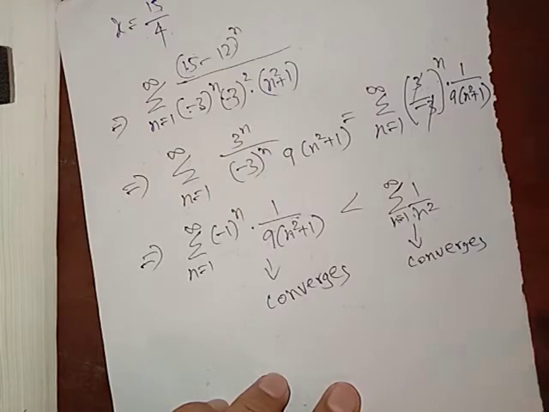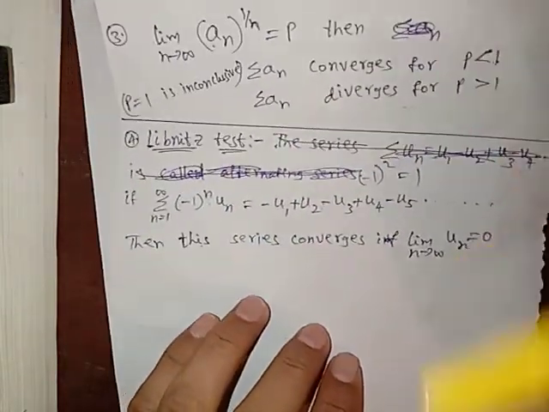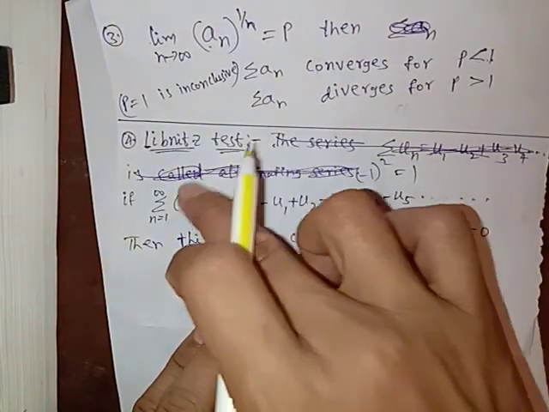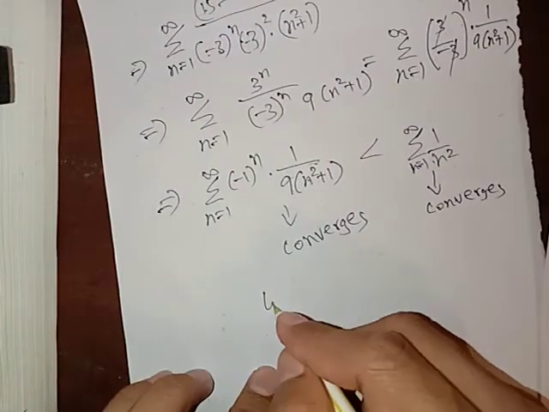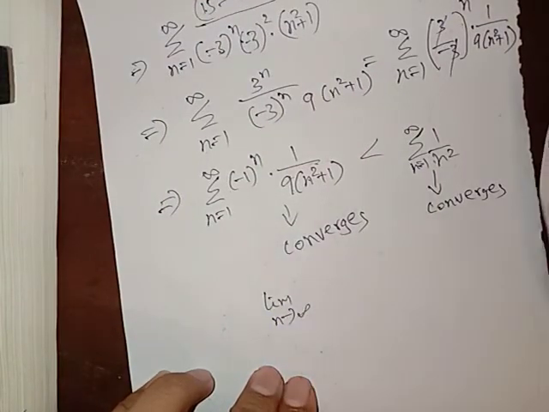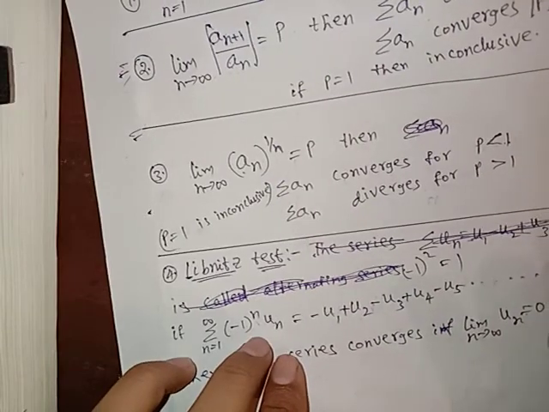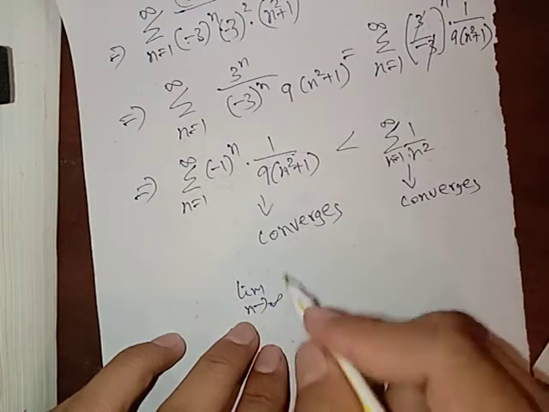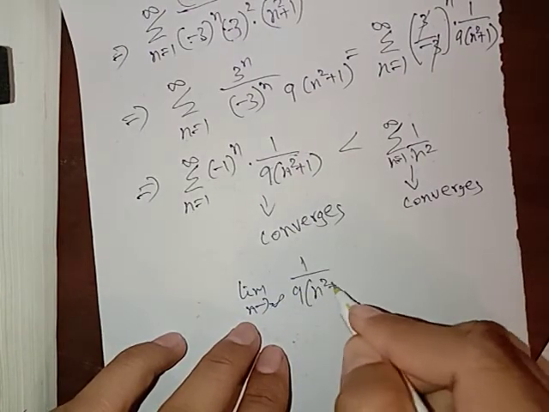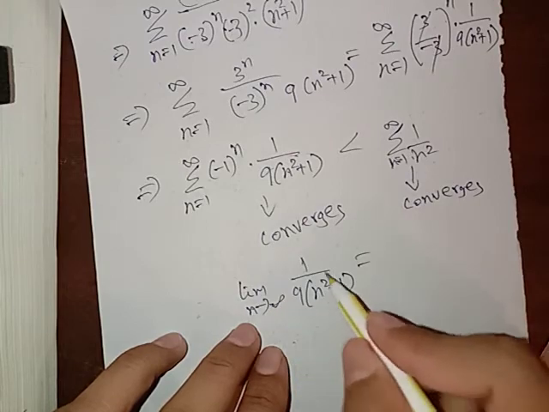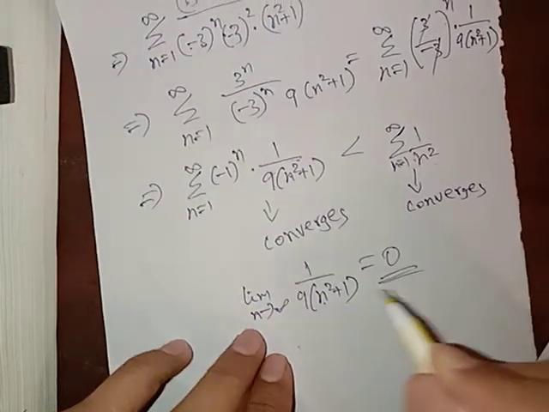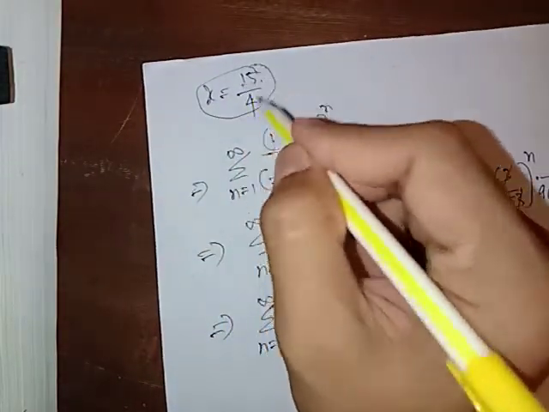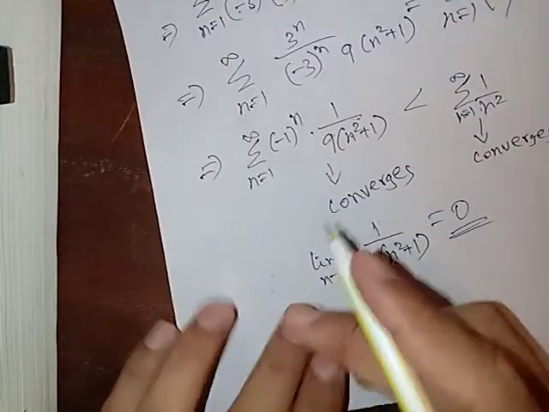And we can say that by the Leibniz test also, if minus 1 raised to n into un, and limit n tends to infinity of un is equal to 0, then this series converges. Limit n tends to infinity of 1 by 9 into n square plus 1 is equal to, as n tends to infinity, 1 by infinity is 0. So this converges. So at x is equal to 15 by 4 also it converges.